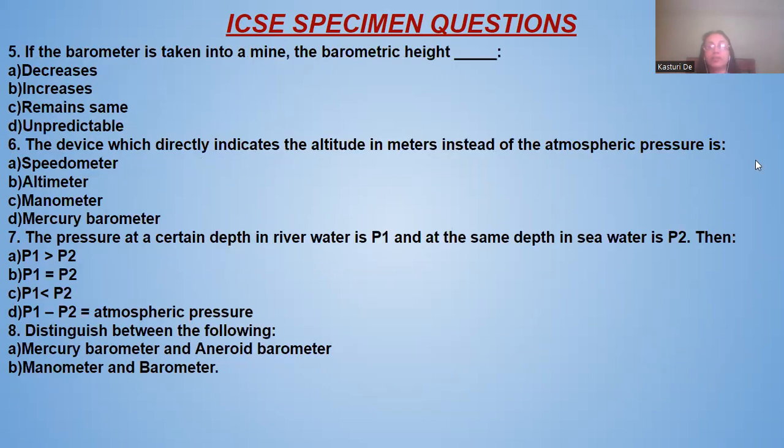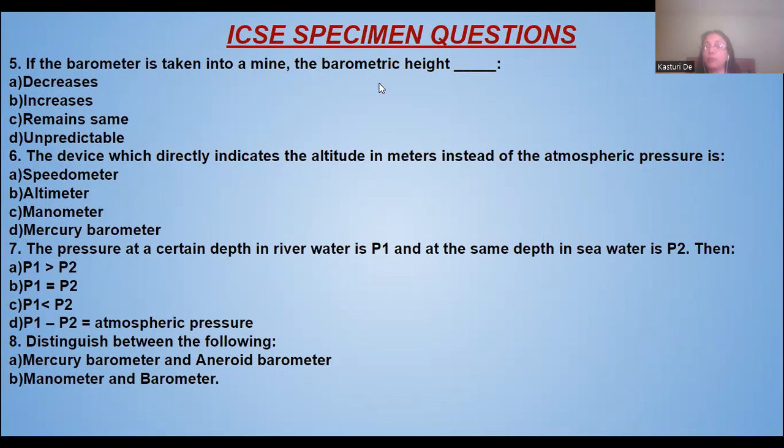Next, if the barometer is taken into a mine, the barometric height will be what? Decreases, increases, remains same, or unpredictable. From the previous question, we know that inside the mine, the pressure is more. So the barometric height will read more. That means the barometric height will be more, as the pressure will be more. So the answer will be B.